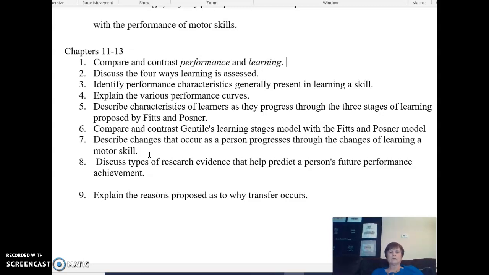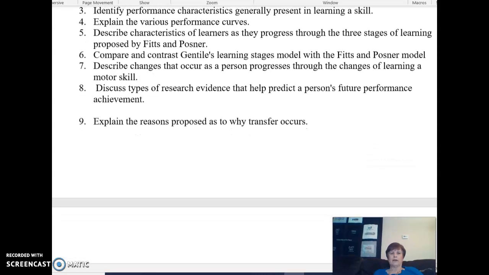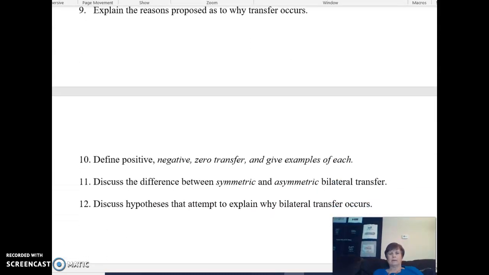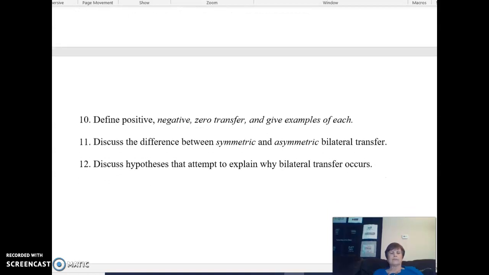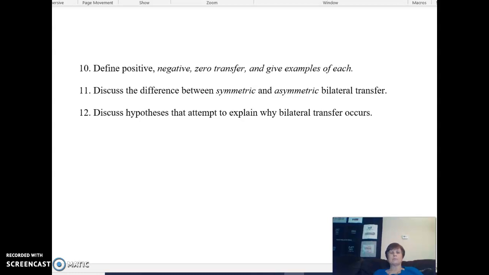Then we got into transfer of learning. That was chapter 13, and you just covered that chapter. But positive transfer, negative transfer, and there is a thing called zero transfer. Be able to explain those, give examples of those. And then we also, in that chapter, talked about bilateral transfer and the difference between symmetric and asymmetric. And then make sure you can explain why bilateral transfer occurs.